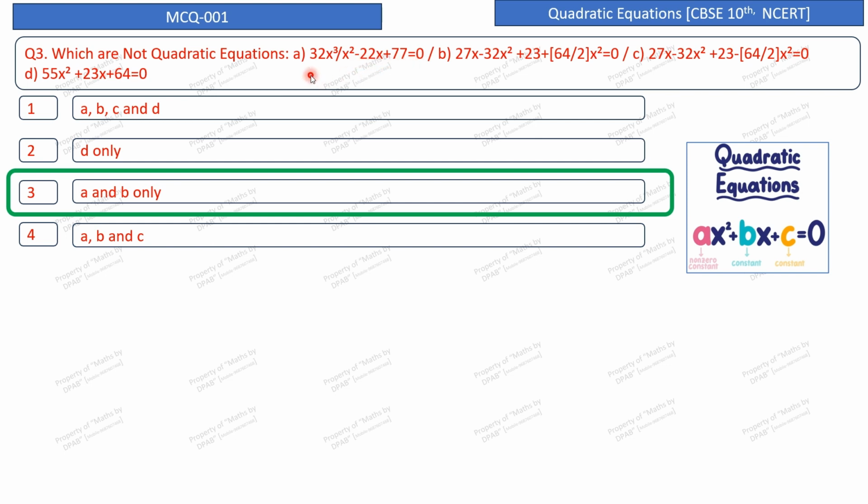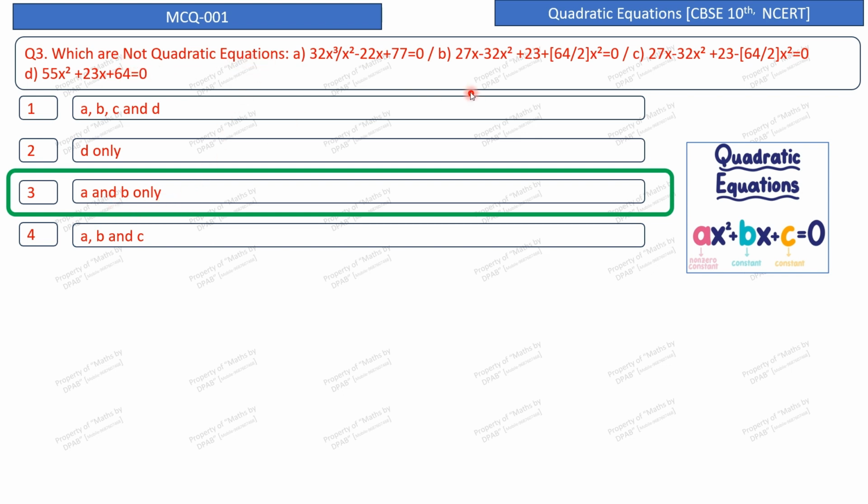This is not a quadratic equation because when you simplify this term, you will get 32x. So you will be left with only the x term; no x square term will be there. So this equation is not a quadratic equation.